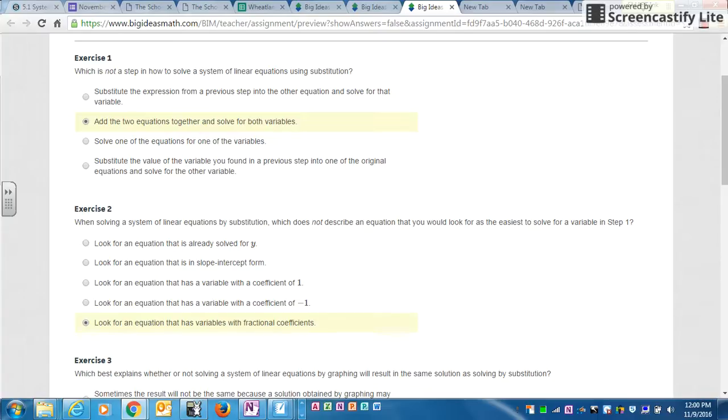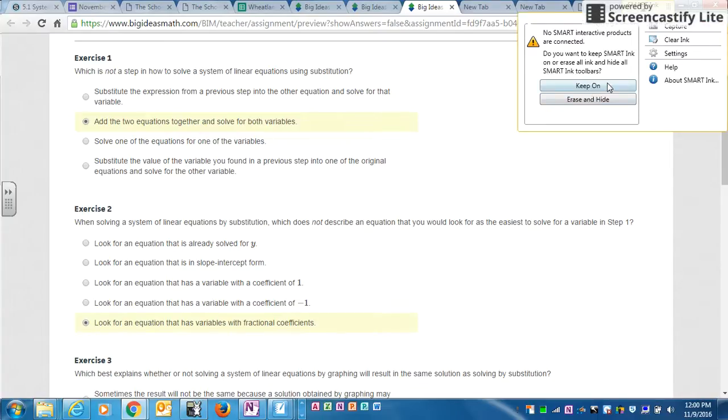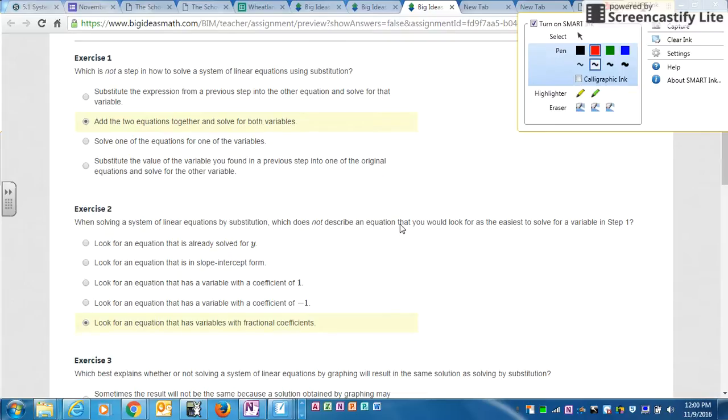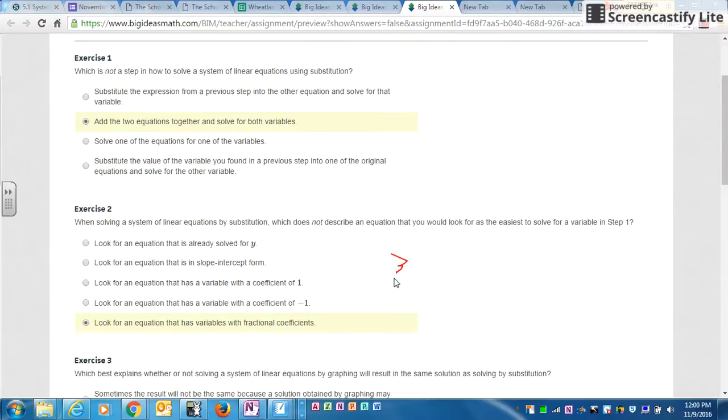If you have, for example, an equation like 3/4 x plus y equals 12. It's about to get real loud because kids just got let out. If you can see, it's 12 o'clock on a half day. So for this example here, I would want to solve for y. I would not want to solve for x because it has a fractional coefficient. So number 2 is this one, this option here.